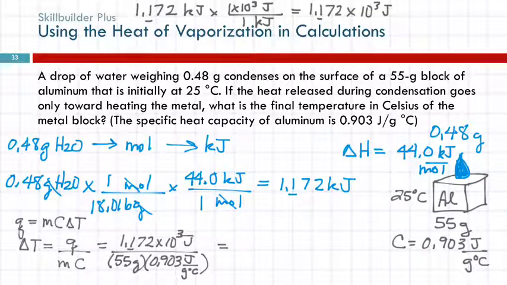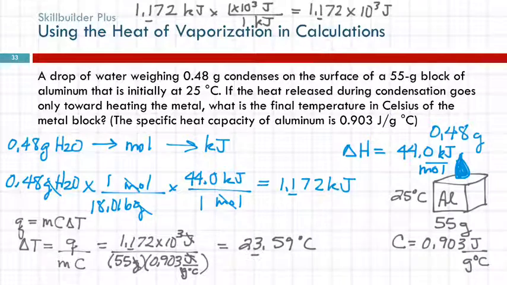So we've got to have 1.172 times 10 to the 3rd divided by 55 divided by 0.903. Our units work out, the joules cancel joules and the grams cancel grams, and we're going to end up with degrees Celsius. This is going to have two sig figs, 23.59 degrees Celsius.